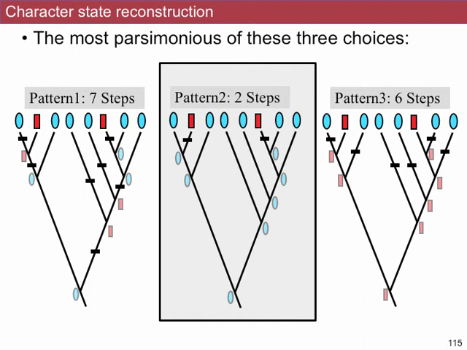required. And if all else is equal, we're going to pick that one when we do this character state reconstruction. Does that basically make sense?